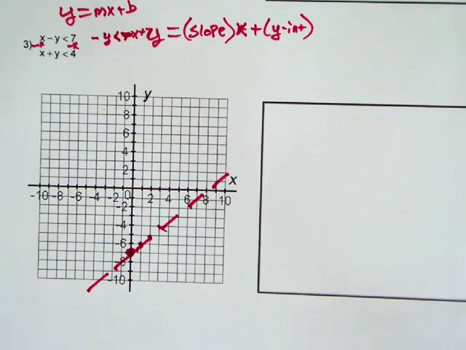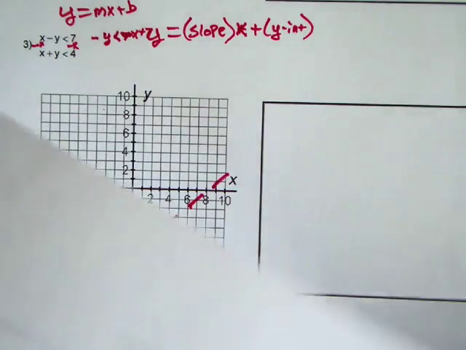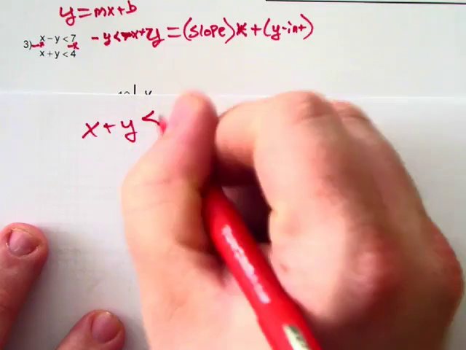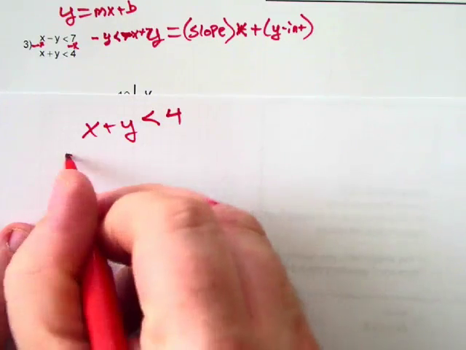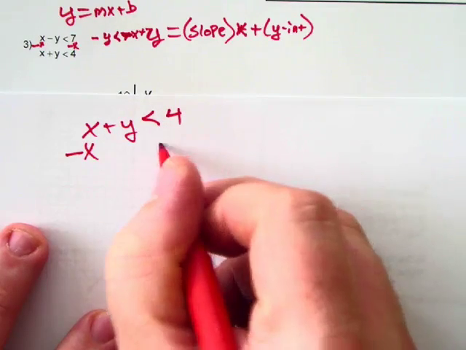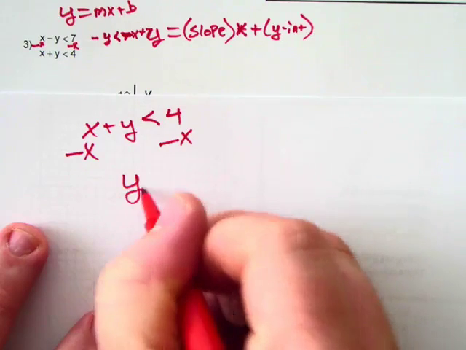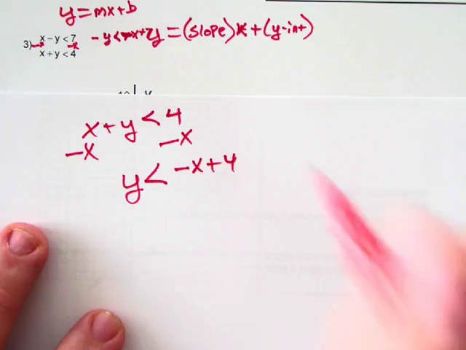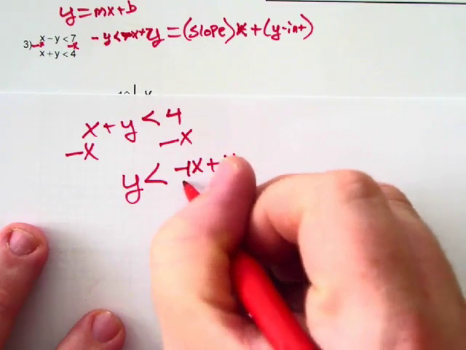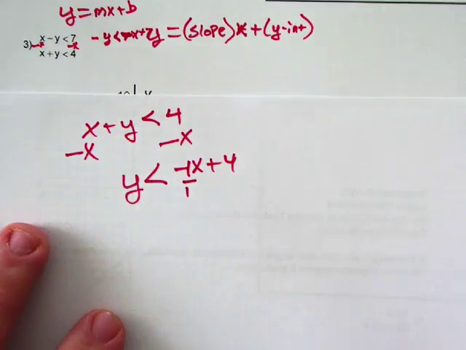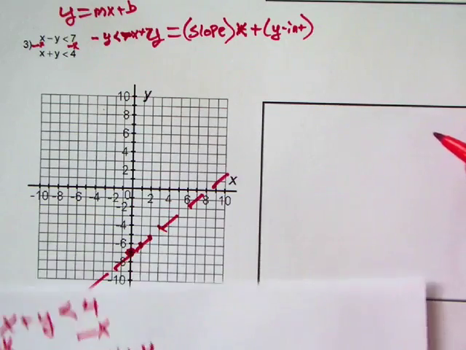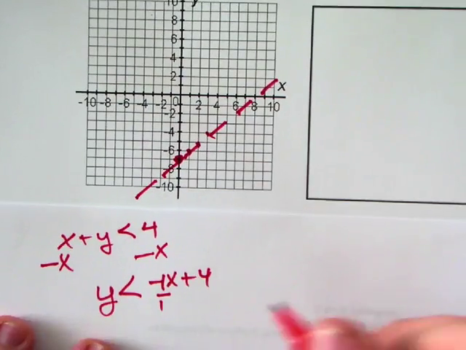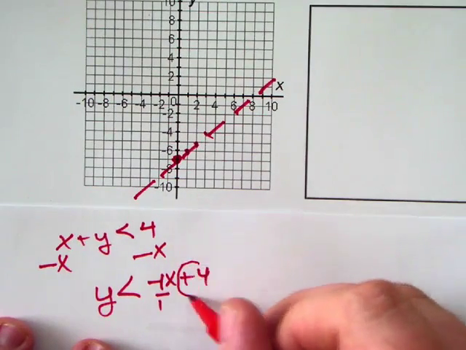Okay, and now let's solve for the next one. If I do x plus y is less than 4, we want to subtract the x. Subtract the x. We're left with y is less than negative x plus 4. I like the x up front. So that's a negative 1x. We're going to turn it into a fraction. And we see, okay, it crosses the y-intercept at 4 right here.